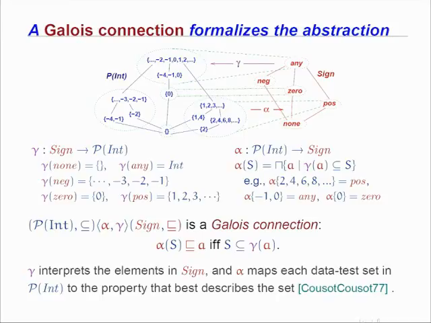We're going back to this picture, and I've introduced a reverse map alpha. And alpha is what you use if you have a particular data test set and you want to find the token that most compactly covers that test set. So maybe I want to test that little program for the data 2, 4, 6, 8, 10, 12. What token best covers that data test set? It's alpha, because alpha will map all of those circled values into pos.